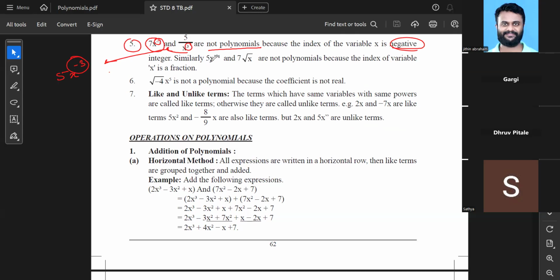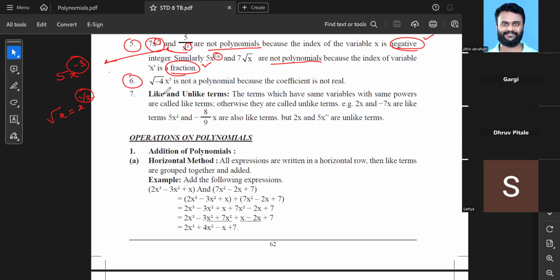Similarly, for terms like 5x raised to 1 by 4, there is a fraction. Then root x. Root x is basically x raised to 1 by 2. So again a fraction. Whenever the power is a fraction, we say that they are not polynomials because the index is a fraction. So whenever you see two possibilities, negative or fraction, you can straight away say that they are not polynomials.